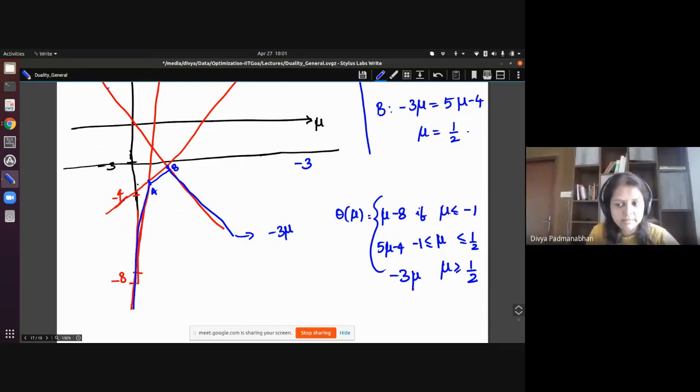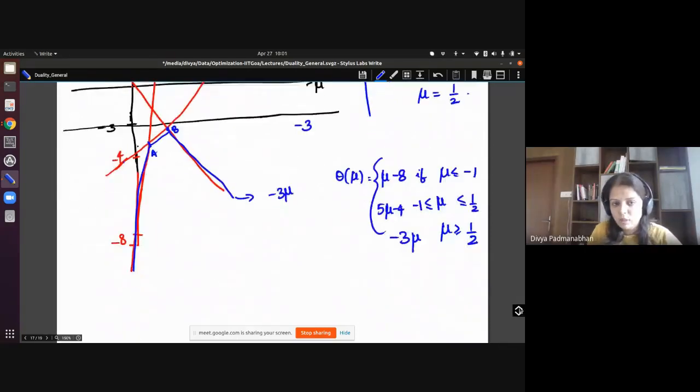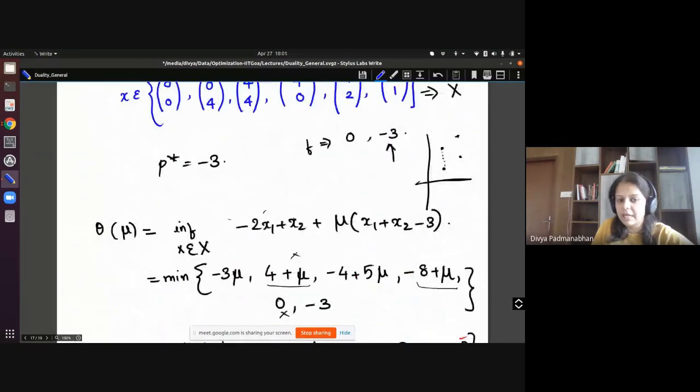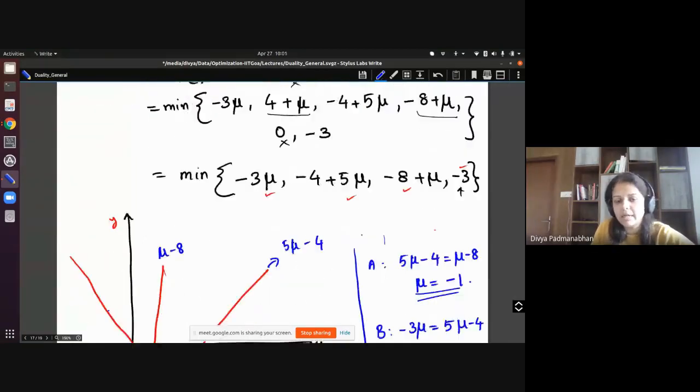Yes, exactly. And one thing specifically to note here is the D star. The optimum here is probably this point B. Okay, so at this point you have mu is half and it's minus 3 mu. So minus 3 by 2. Okay, and that is different from the primal. Primal was minus 3. Okay, so there is a duality gap here.